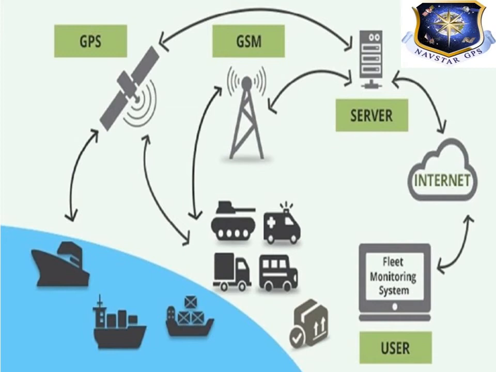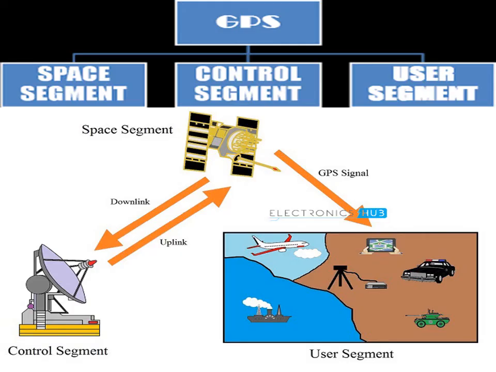A group of satellites, the space segment, working with a network of ground stations, the control segment, provides location data to the user segment. The receiver converts satellite signals into location, speed and time data.